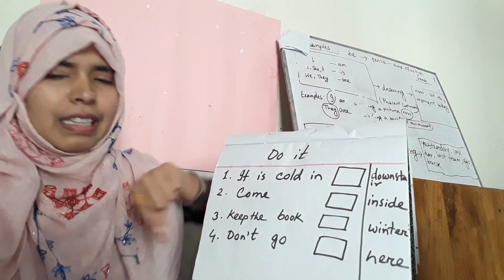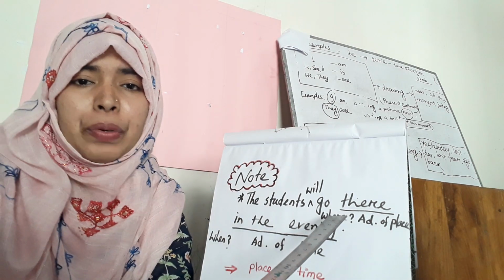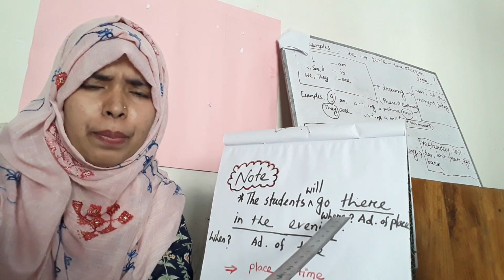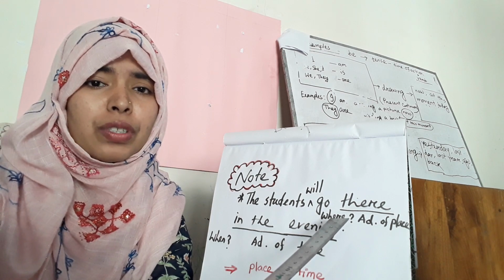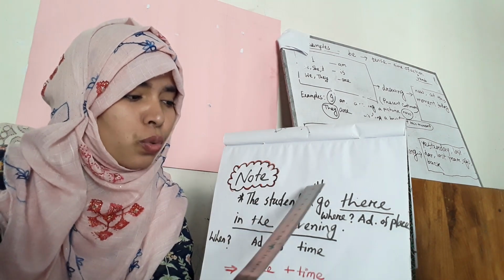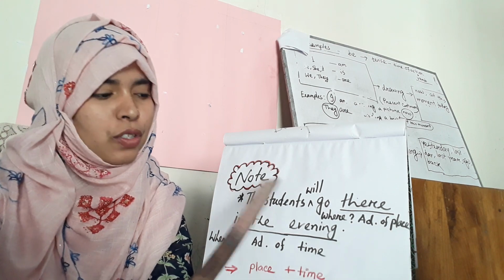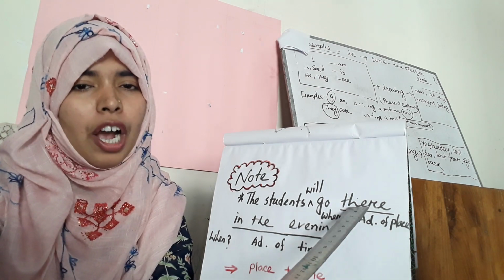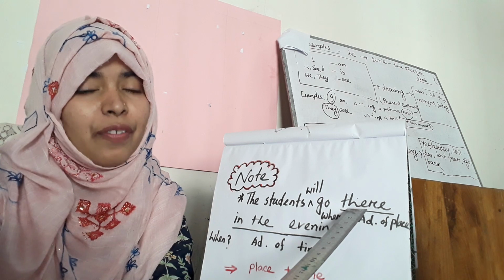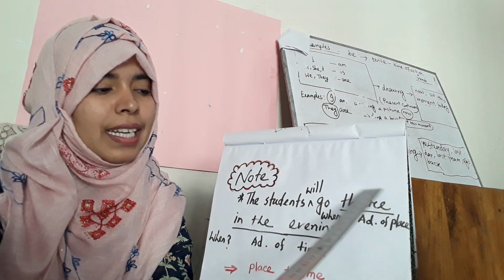Okay? There is a note for you. So what is the note? The note is we may use adverb of place and adverb of time in the same sentence. So we need to know when to use adverb of place and when to use adverb of time. Okay, let's see. The students will go there in the evening. So you see, there, where? There. Can you remember we said if we ask the verb where, the answer will be adverb of place. So there is an adverb of place.